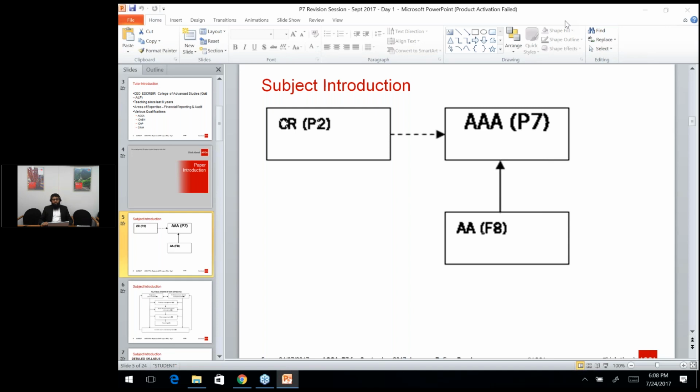The important thing is, all of you who are going to be attempting P7 in this September exam session, my suggestion would be that you have a quick recall of the accounting standards that you have studied at F7 level and at P2 level. Once you recall those accounting standards, attempting the audit paper becomes a very easy task. So that's the first thing we discussed about P7, that you need to understand this relation between P7 and P2.